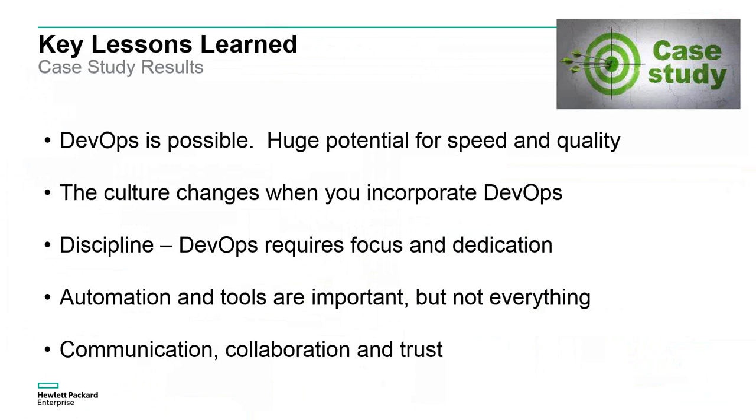So what are some of the key lessons learned from our DevOps journey? Well, for us, DevOps is definitely possible, and it has huge potential for speed and quality. Now, if you think about large organizations that have 200,000 plus employees and huge R&D labs and locations and developers dispersed throughout the globe, it may seem like it's impossible. But we were able to really break down and understand, okay, what does that success look like for us? And then incorporate those cultural changes when you incorporate DevOps.